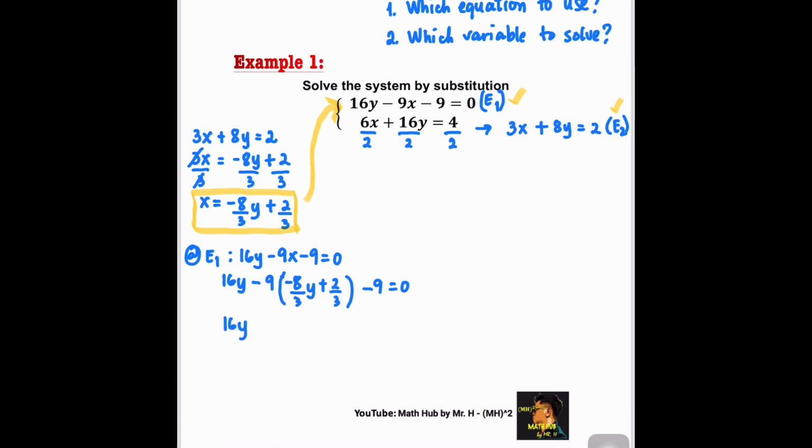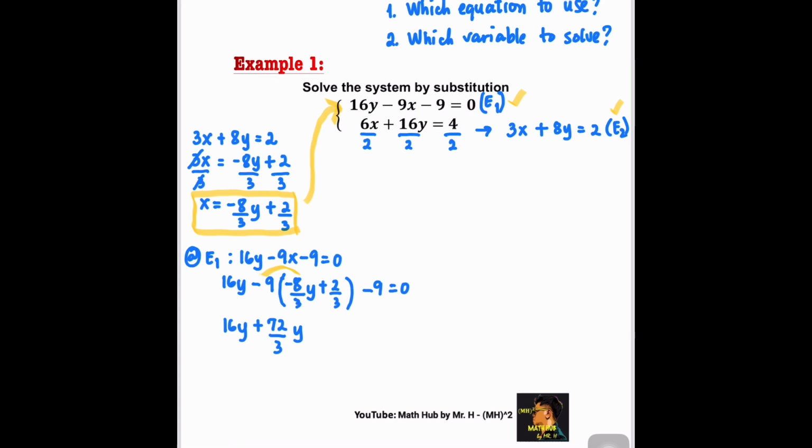So from here we need to distribute negative 9 times negative 8 over 3. So negative 9 times negative 8 is 72. Then we copy 3, and then y. Alright, next is negative 9 times 2 over 3. Negative 9 times positive 2 is negative 18 divided by 3. And then this we copy.